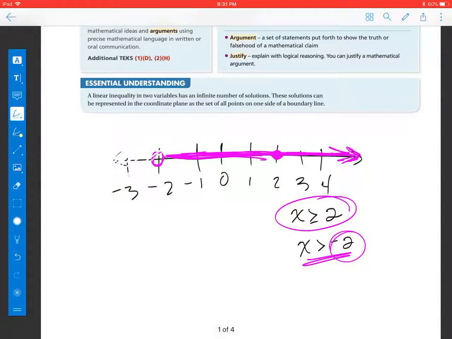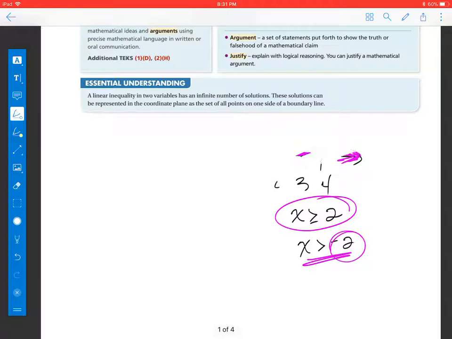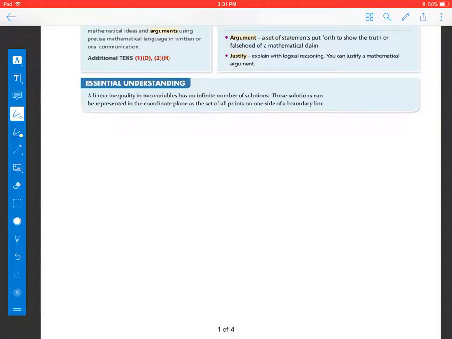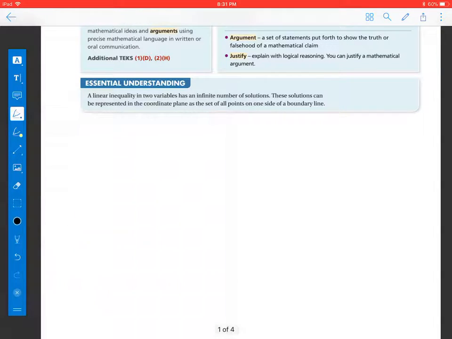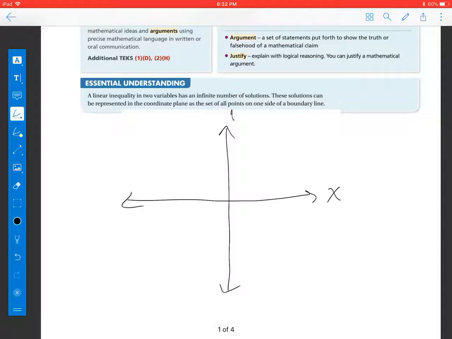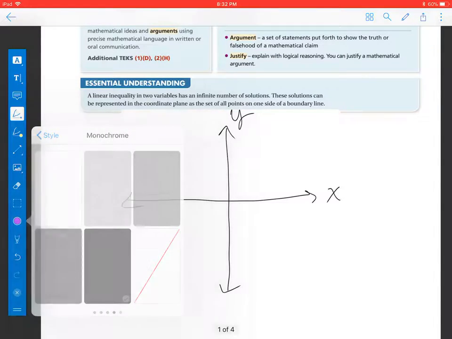It's familiar. But now let me erase this. I need to make it bigger. Now we'll talk about graphing that. We have a coordinate plane with an x-axis and a y-axis. My x-axis is horizontal, left to right, and my y-axis is up and down. On the y-axis, we have all our positive values.